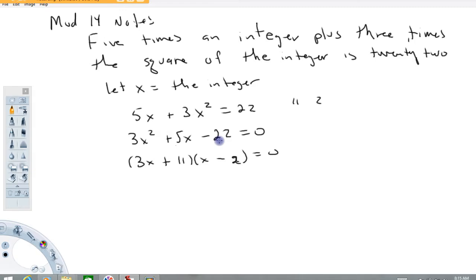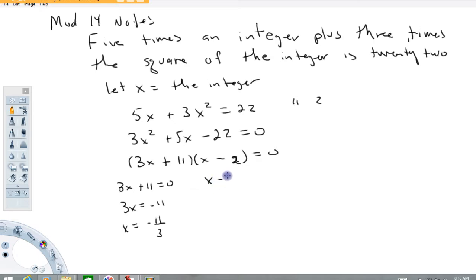All right, so moving along with our solution. So now we have the product of two things equals 0. One possibility is 3x plus 11 is equal to 0, in which case 3x would equal minus 11 and x would equal minus 11 thirds. And one thing to notice is this is not an integer, so this is not the solution that we're looking for, and that's perfectly fine. We'll move over here and take a look at this guy.